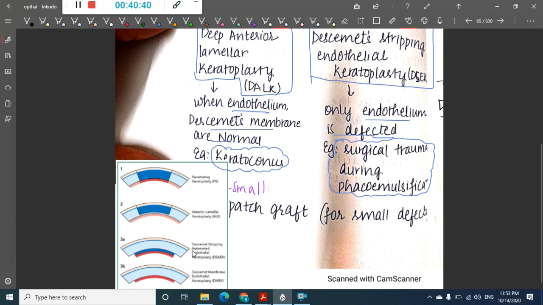Okay, then if you see the next, which is Descemet stripping automated endothelial keratoplasty. In this, as the name says, Descemet stripping. So here we will remove mainly the endothelium and Descemet's membrane, whereas the other upper layers like epithelium, Bowman's membrane, and stroma are left intact, and only the posterior part is transplanted. So that is Descemet stripping endothelial keratoplasty.